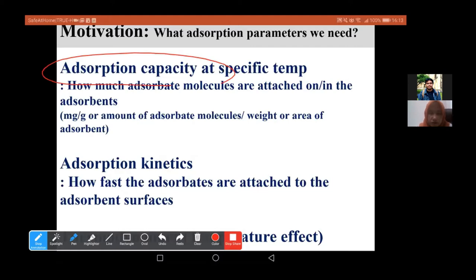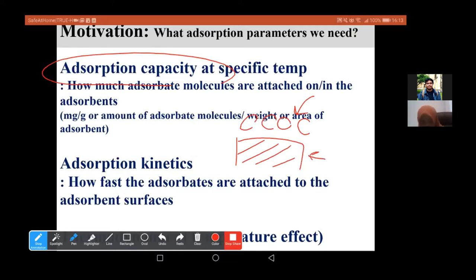So that means how much the adsorbate molecule. I talk about the adsorbent and the adsorbate. Adsorbent means the solid surface that can adsorb the polluting molecules. The molecules which can be attached onto the adsorbent, we call adsorbate. So the molecule will be attached on the surface of the adsorbent. And adsorption capacity means how much of this adsorbate molecule can be attached on or even inside the surface of the adsorbent. Yeah, this is the key.